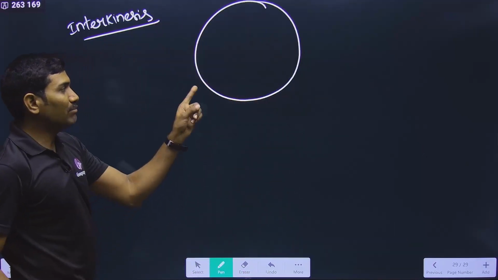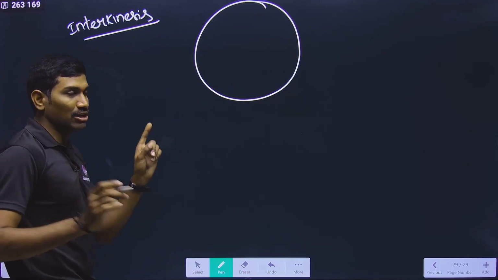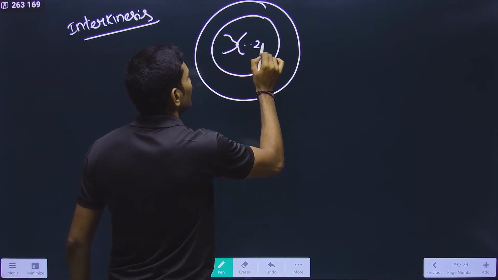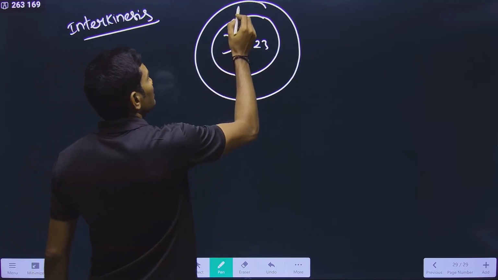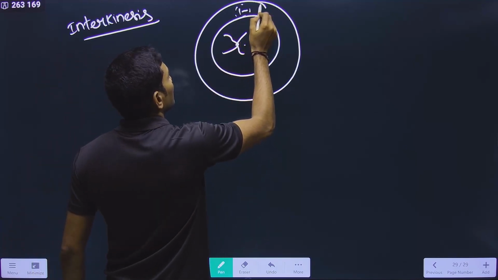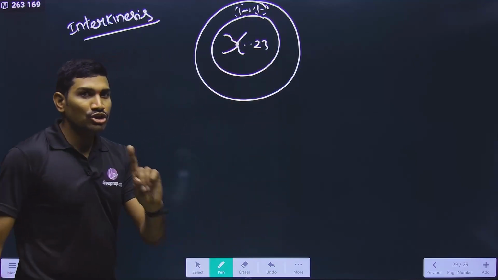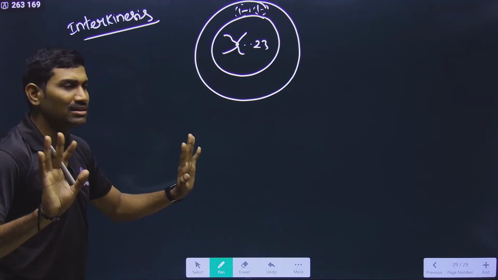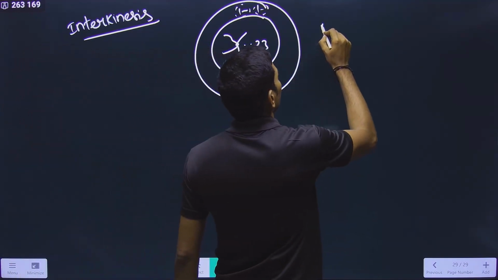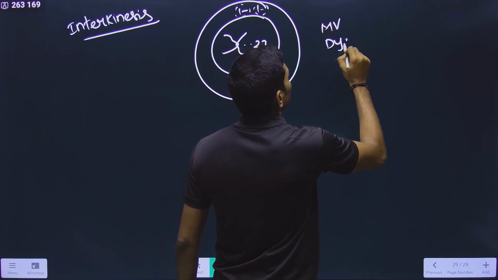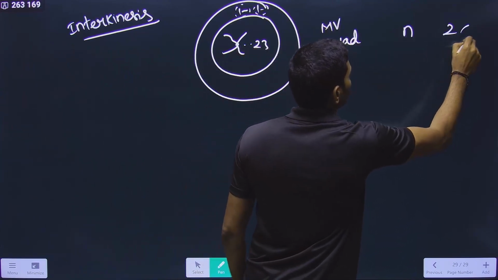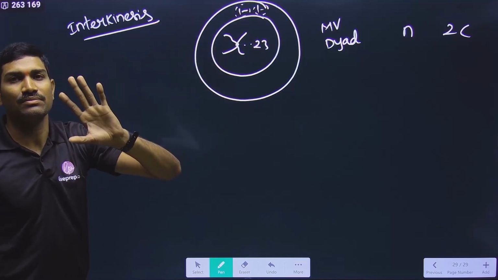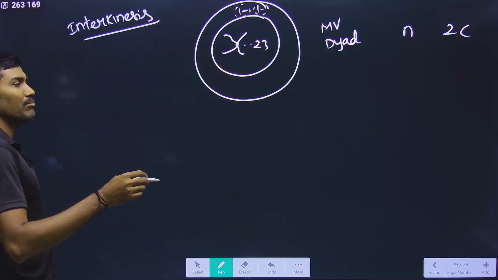In each cell, I am taking one cell. The same will happen for the other cell also. Here the chromosomes will be as they are, but the centrosome present here will undergo duplication. There is no DNA duplication, but there is centrosome duplication in interkinesis. That's it. So it will be monovalent, dyad, N, 2C. These will remain the same. Only the diagram will be changed. Clear? Now after this, again meiosis 2.